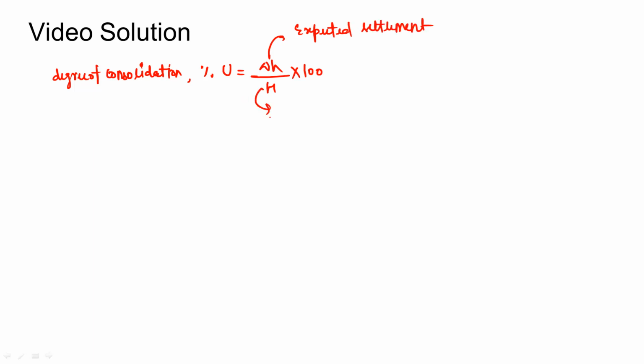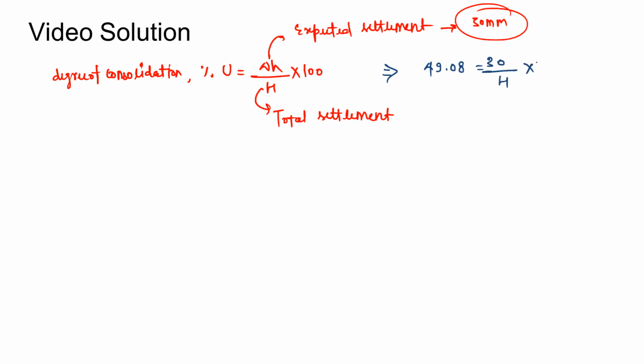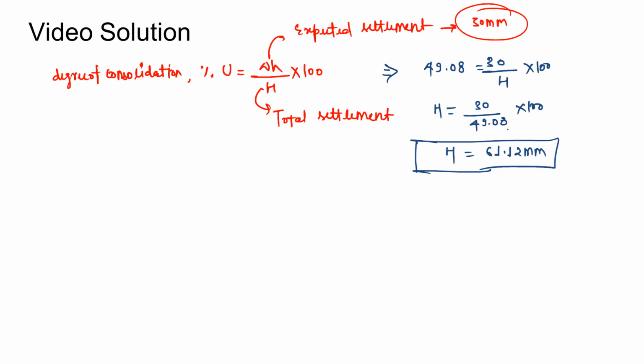Now we also know degree of consolidation percentage U is also written as delta H upon H into 100%. Here delta H is the settlement at any time t, and H is the total settlement. In the question, 30 mm settlement has occurred in 2 years. So we can write 49.08 equals 30 divided by H into 100. So total settlement H will be 30 upon 49.08 into 100, which is 61.12 mm. So the total settlement which we will be getting will be 61.12 mm.